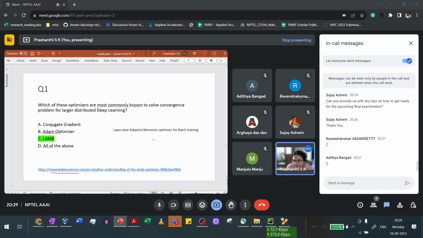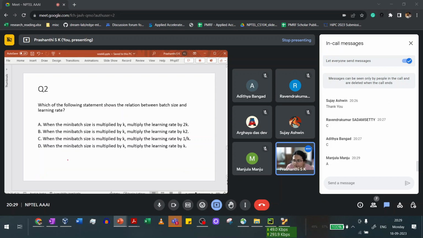Okay, next question. Which shows the relation between batch size and learning rate? You have 4 options. Take a minute to look through this.